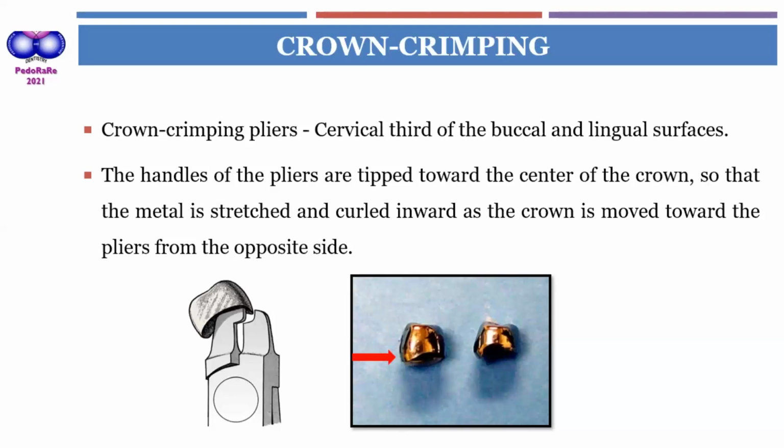in such a way that the handles of the pliers are tipped inside toward the center of the crown, so that the metal is stretched and curled inward, and the crown gets a grip, and this grip sits on to the tooth, which gives us the maximum amount of retention for the crown.